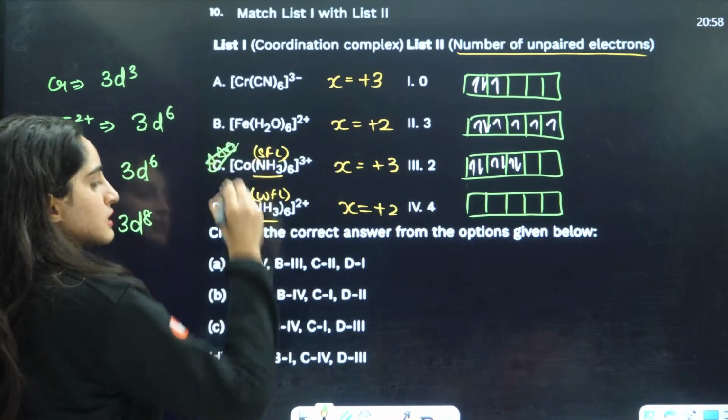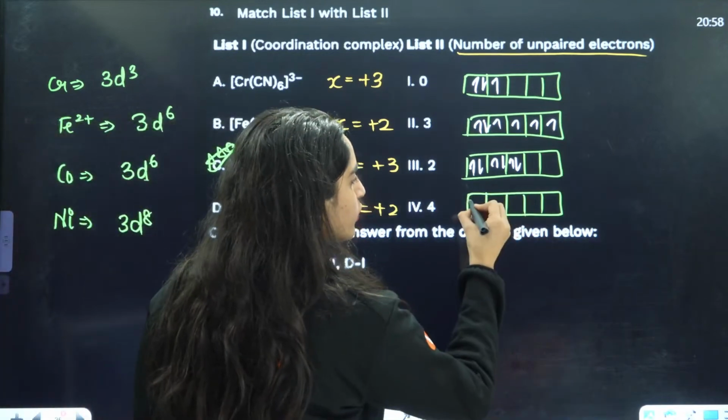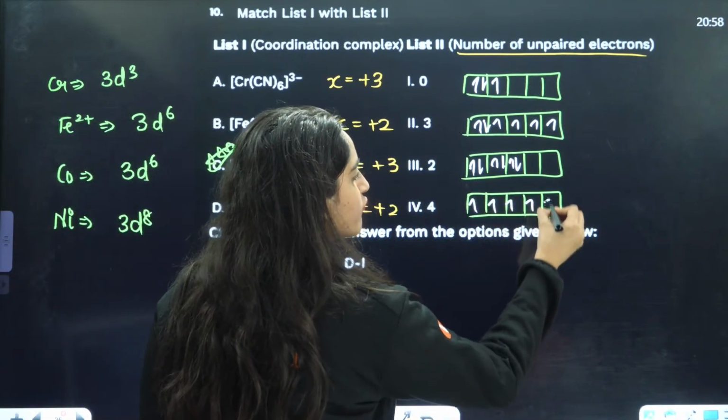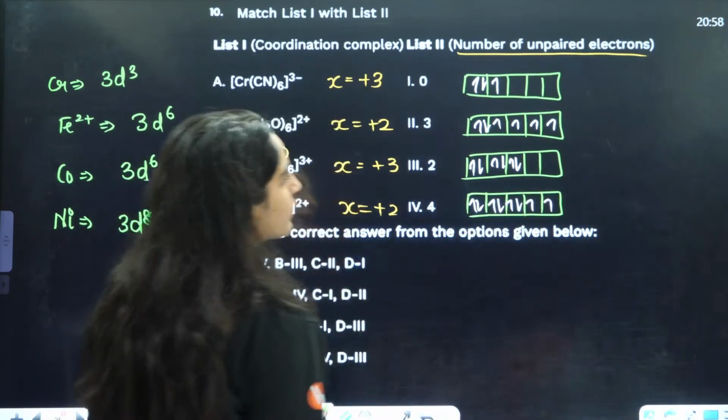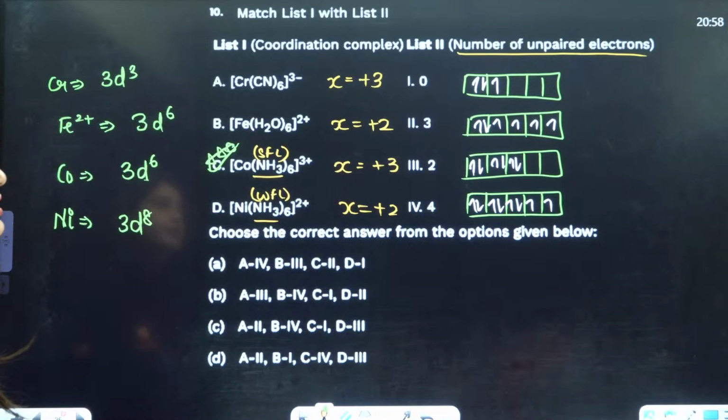Now here we will do 1, 2, 3, 4, 5, 6, 7 and 8. Now if you see how many unpaired electrons, here it is 1 unpaired electron. It is a strong field ligand, so there should be one. For 1 there is no option for 1.